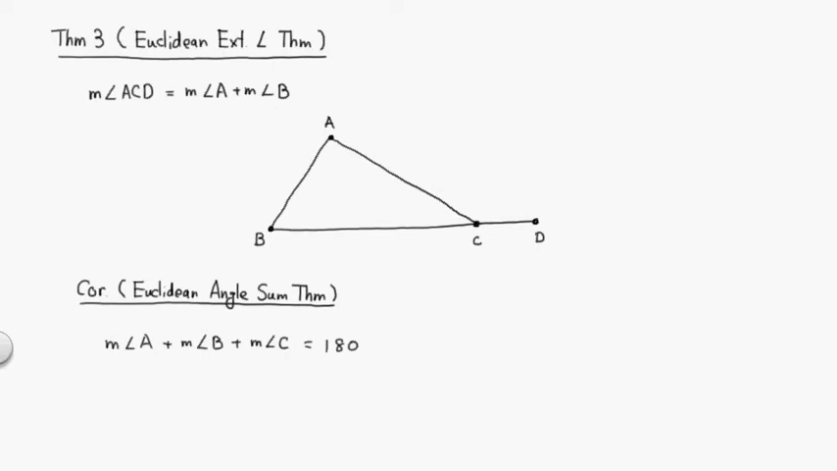Okay, let's look at Theorem 3, the Euclidean exterior angle theorem. Right. So we had the exterior angle inequality, so we could show that the exterior angle is strictly greater than the opposite interior angle. And in this case, we can say a little bit more than that. The measure of the exterior angle is the sum of the measures of the opposite interior angles, angle A and angle B. Right?